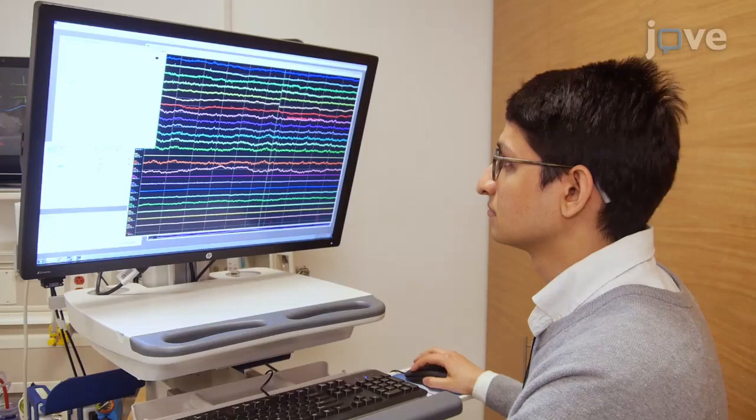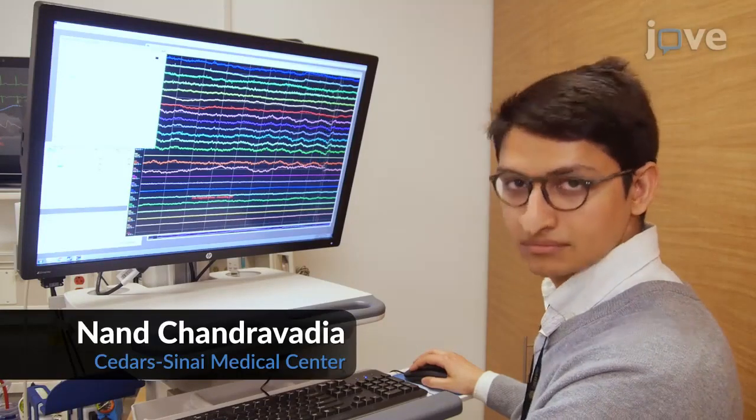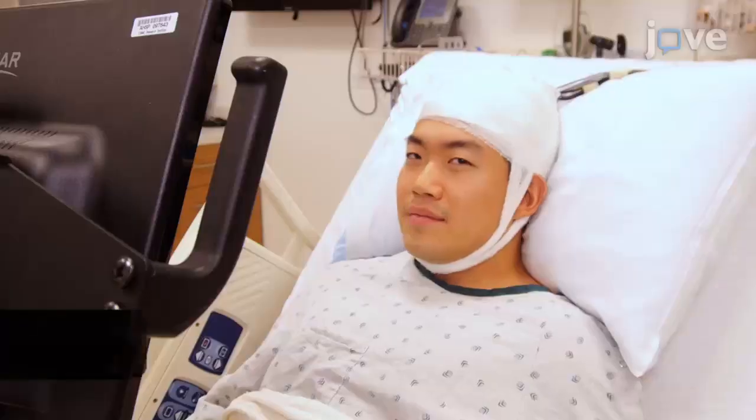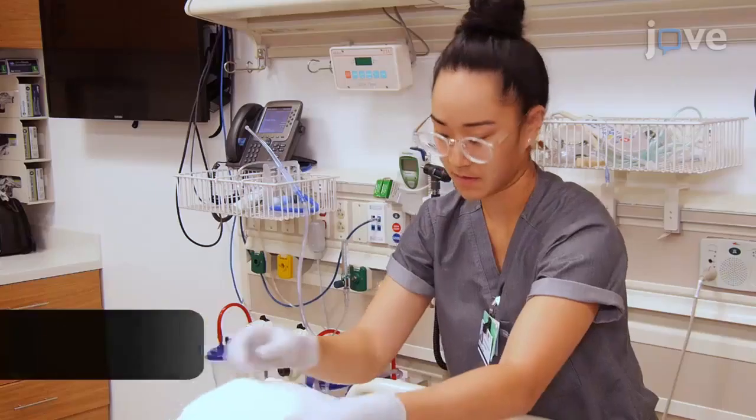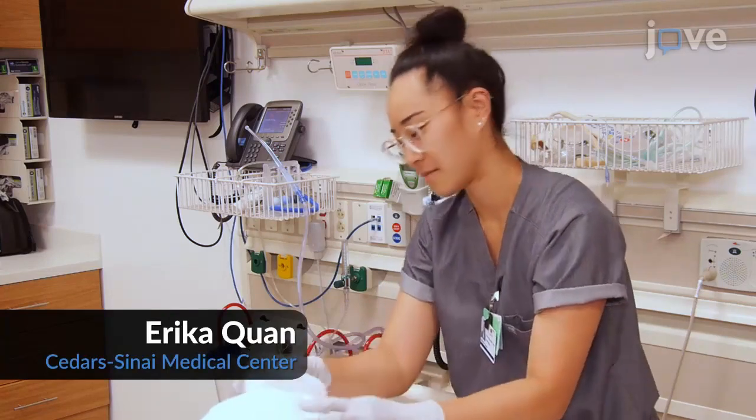While this technique is not designed to study a particular disease, it is well suited to study neurological diseases that result in abnormal eye movements or other oculomotor abnormalities. Demonstrating the procedure will be Nand, Chandravadia, and James Lee, research associates from my laboratory, and Erika Kwan, a neurodiagnostic technician at Cedars-Sinai.